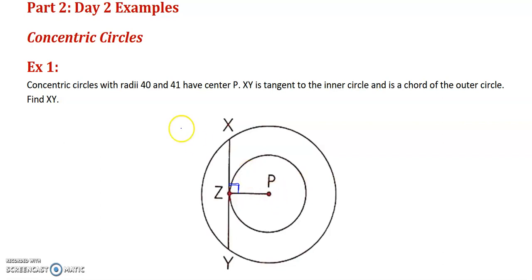Now, I was told that the radii are 40 and 41. So the smaller number goes on the inner circle, and then the bigger number goes on the outer circle.